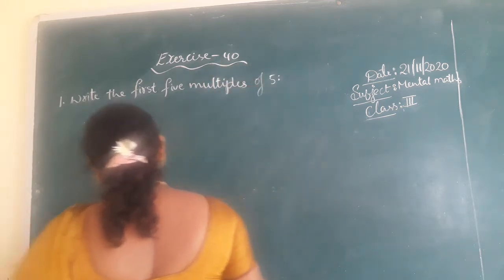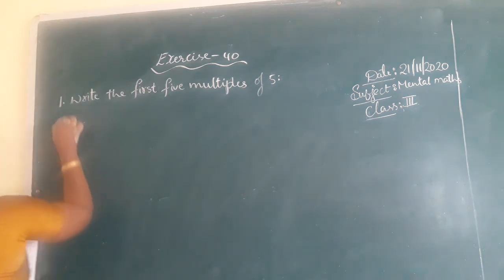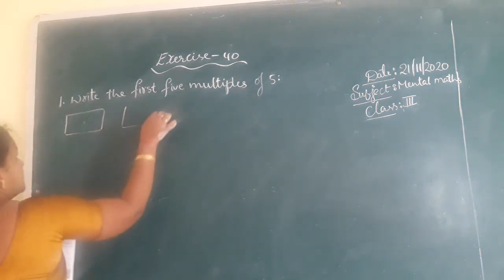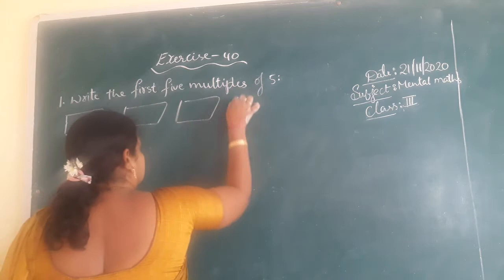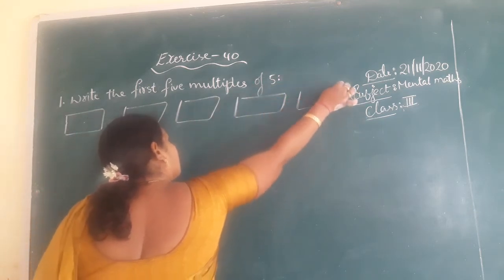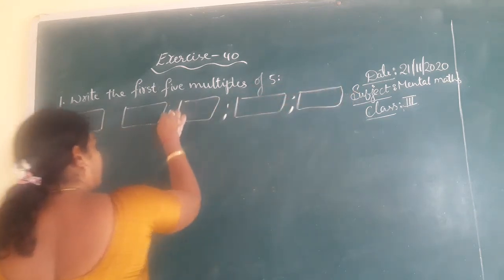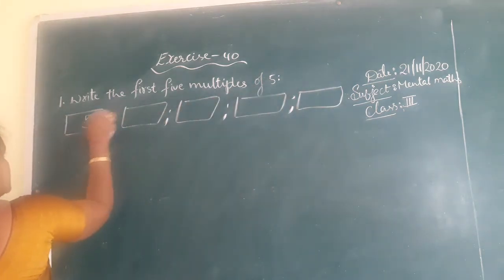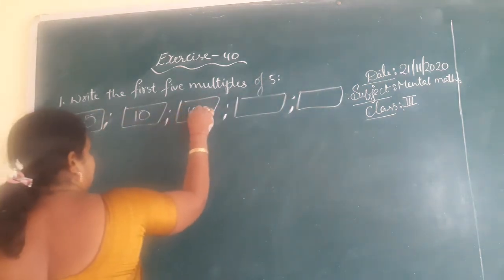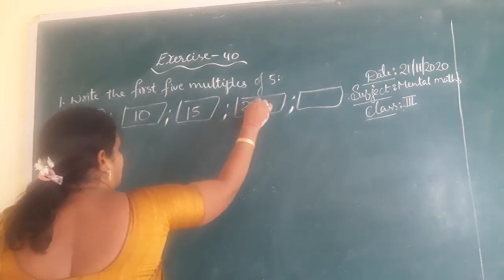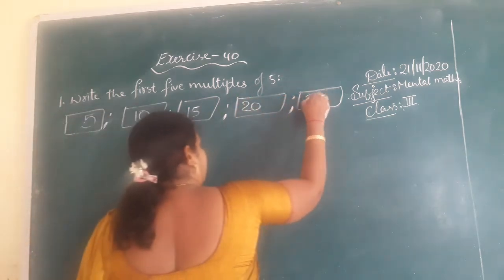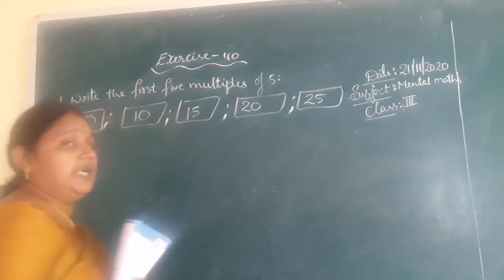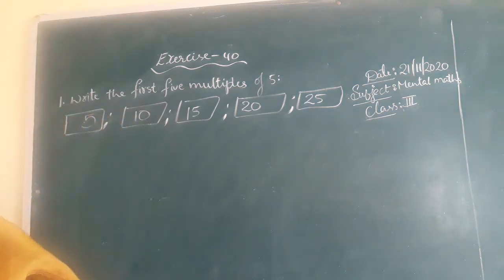Write the first five multiples of 5. What are multiples of 5? 5 ones 5, 5 twos 10, 5 threes 15, 5 fours 20, 5 fives 25 are the multiples of 5. Okay. See the second one, children.